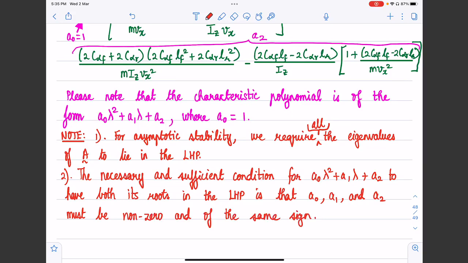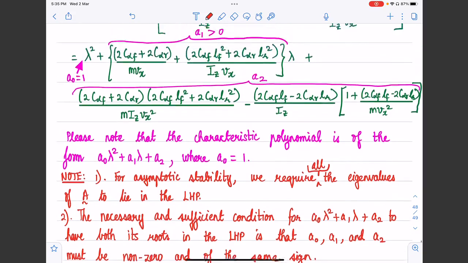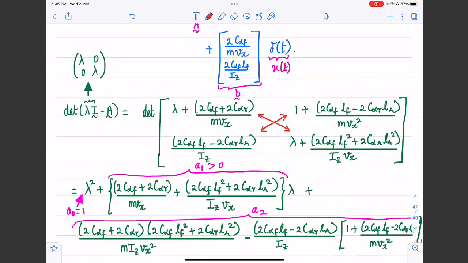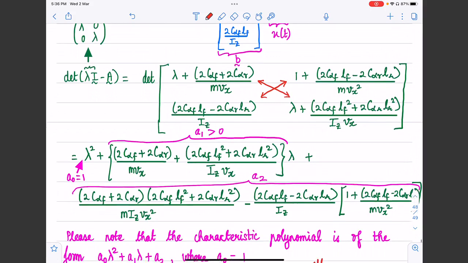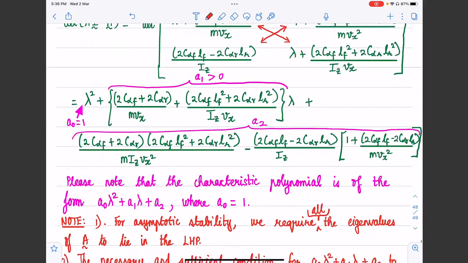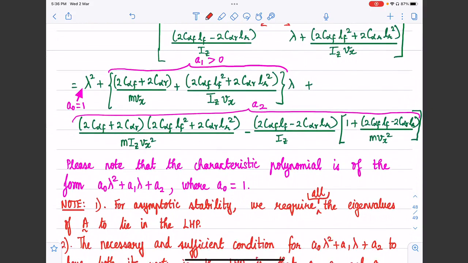I hope this is clear, right? There are 2 points, and we are going to establish the equivalence or connection between these 2 points. What is point number 1? We derive the characteristic polynomial of the state space representation by calculating the determinant of lambda I minus A, and that is of the form a naught lambda squared plus a1 lambda plus a2. For stability, we already know that the eigenvalues of the state matrix should both be in the left of the complex plane.